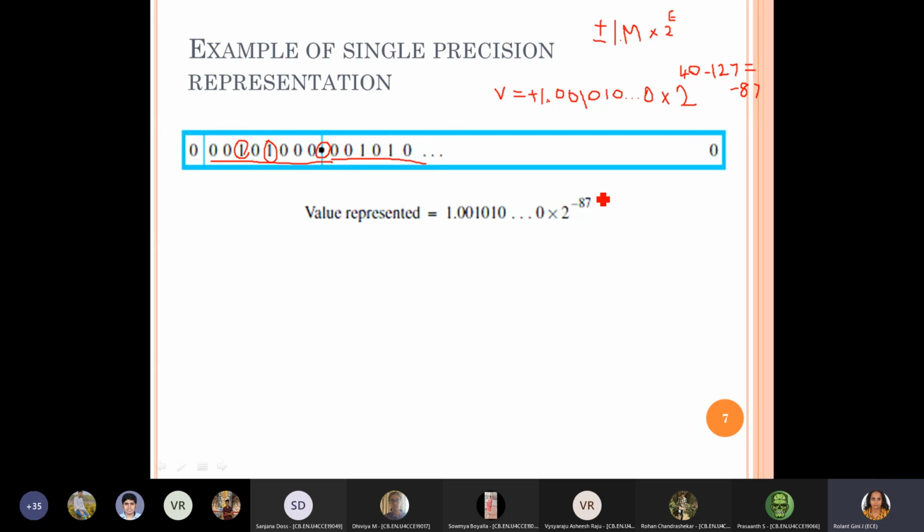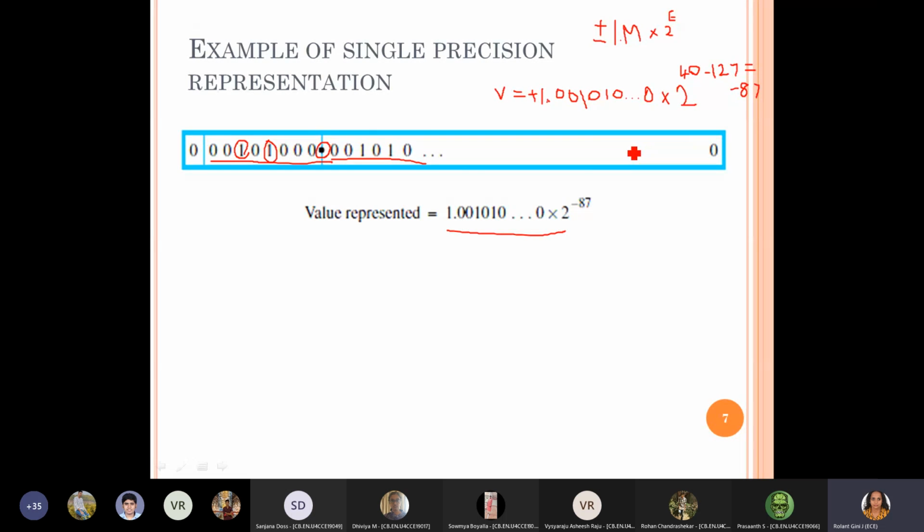Okay, this is how you find out the value with the given 32-bit number. You find out what value it is equal to. Same way, if this value is given, you should be able to come up with this 32-bit representation too. Both ways you should be able to do it. Given the 32-bit representation, you should be able to get its exact value, and if its exact value is given, you should be able to find out how to represent it with the 32-bit number in single precision format.